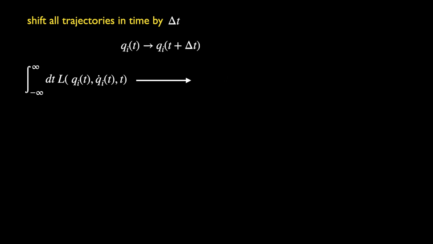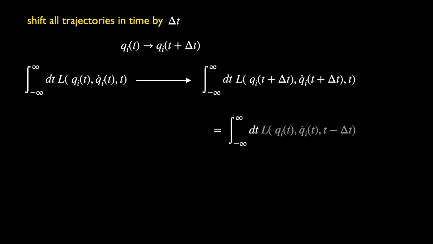Here's why. First, let's set the time interval to range over all times, as we could use the explicit time dependence of L to restrict its support to between t1 and t2. Now, let's shift all the trajectories in time by the same amount delta t. If the laws of physics are invariant under time translation, then the action should be invariant under such a translation as well. But it is precisely this explicit time dependence of L that violates the symmetry.